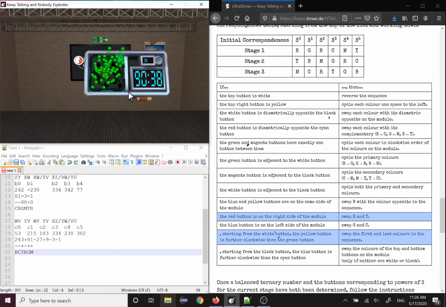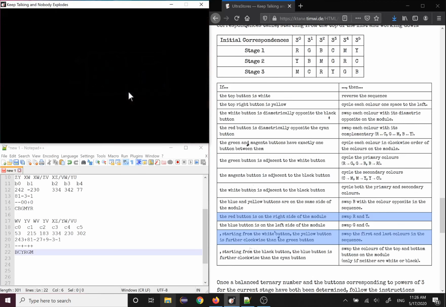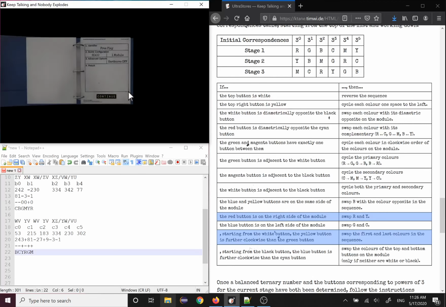So yeah, UltraStores is a pretty error-prone module. I apologize for the 2 strikes that I got. One of them is a completely dumb mistake. The other one is a math mistake. But yeah, mistakes happen on such a hard module, and I hope you enjoyed this tutorial. I hope that it actually helped at least some of you learn this module, and see you in the next one.